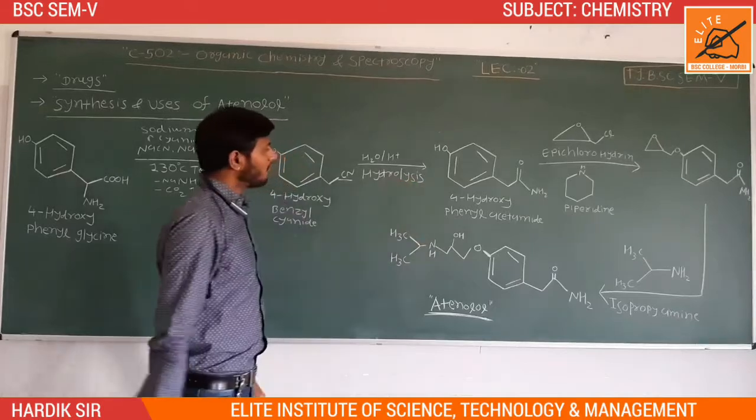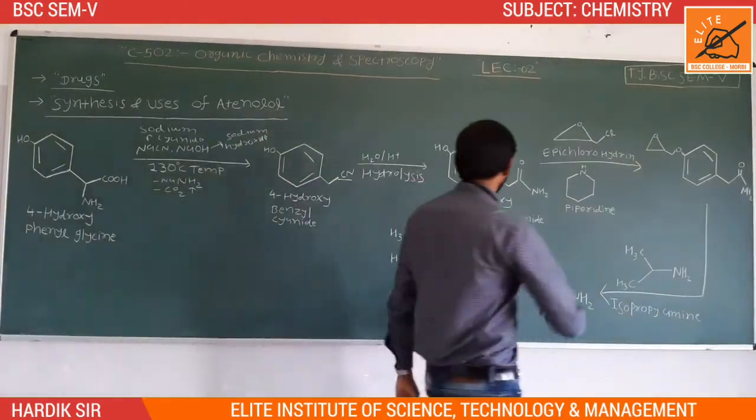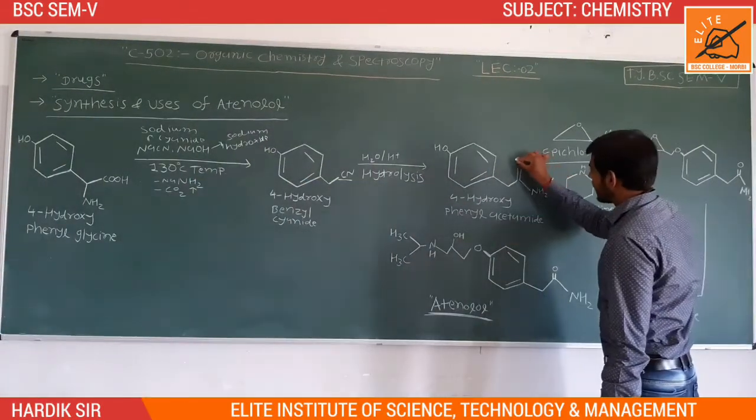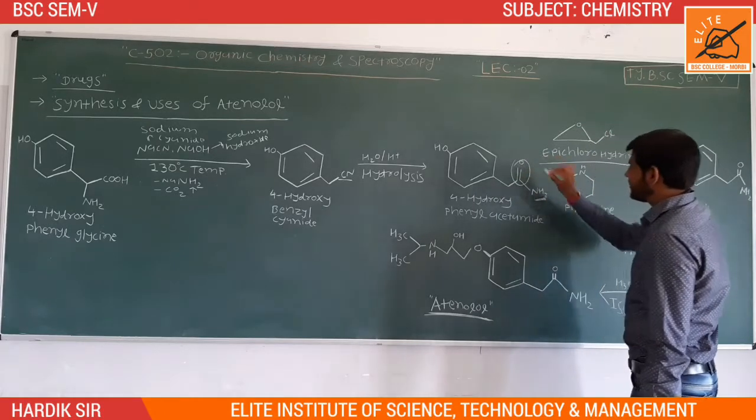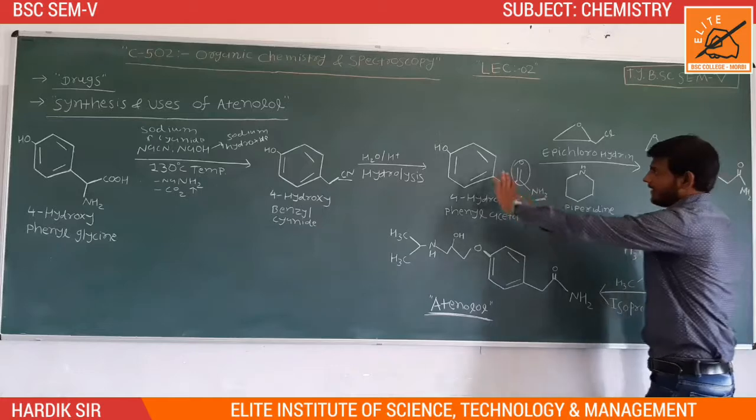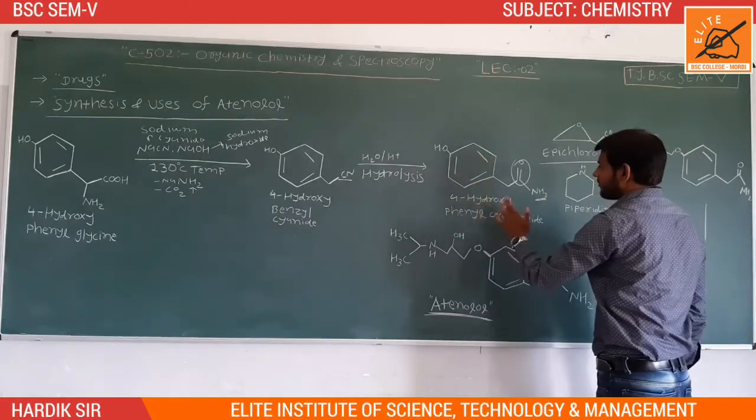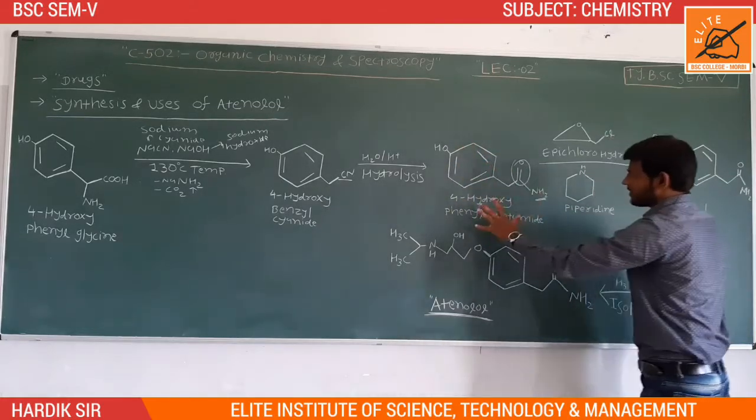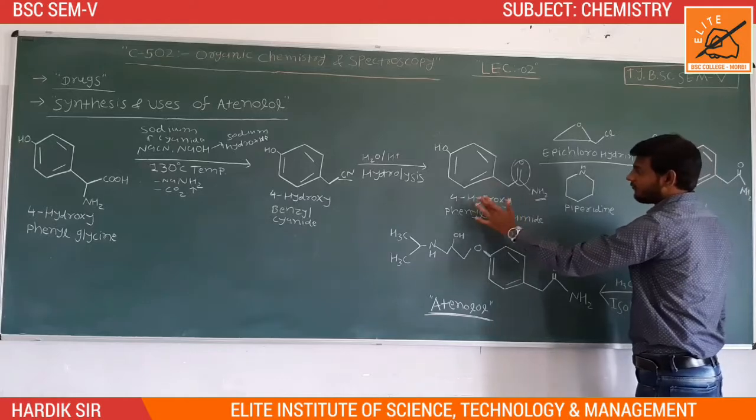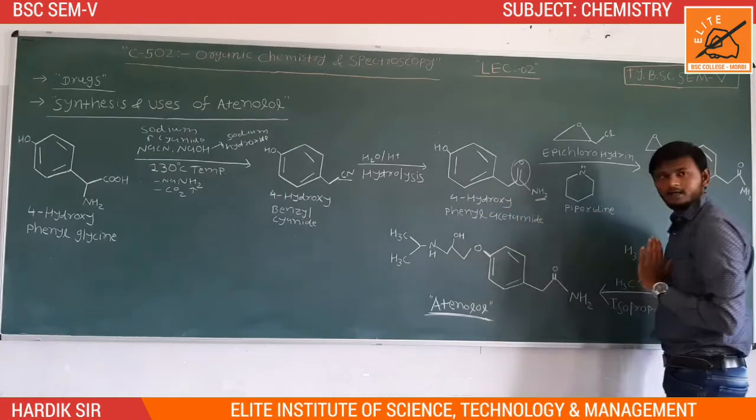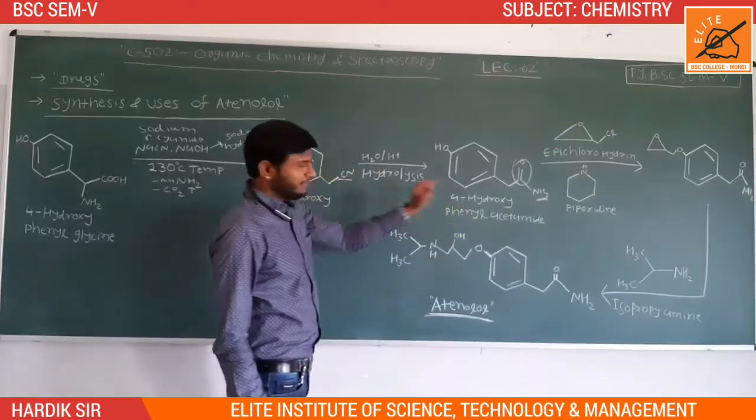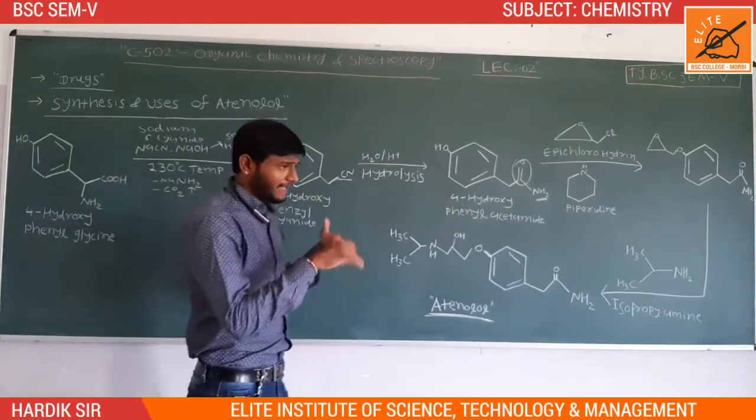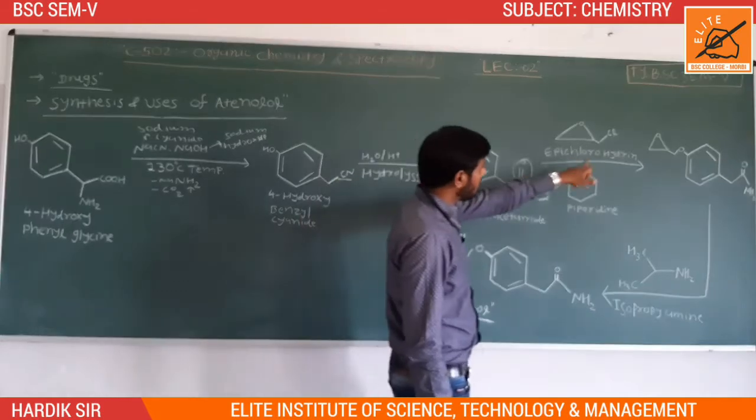This is the 4-hydroxyphenyl acetamide. This is the carbonyl group and this is the amide, and the other part is a 4-hydroxyphenyl. So this intermediate is called 4-hydroxyphenyl acetamide. Now this second intermediate is reacted with epichlorohydrin.